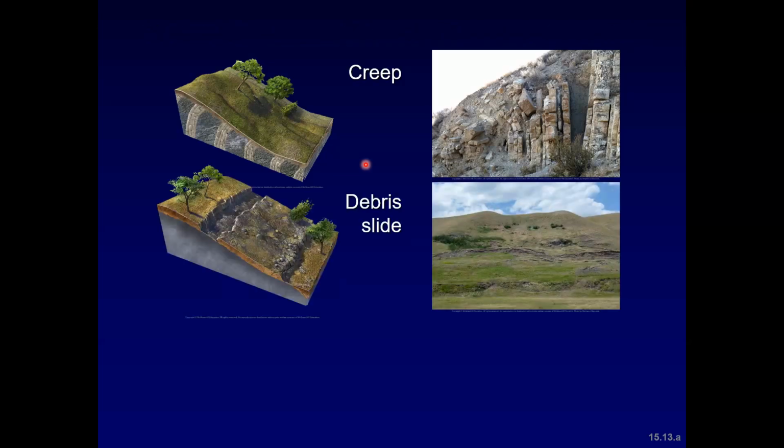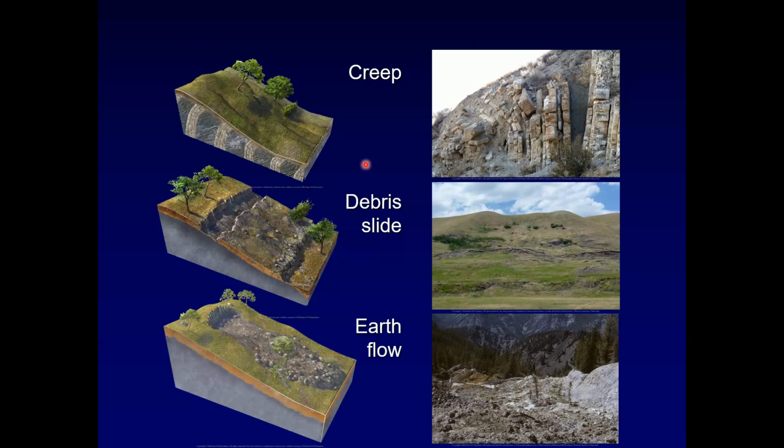A debris slide that's unconsolidated, but it detaches along some interface. And then an earth flow. That's a weak flow with a matrix of fine-grained materials. It moves like wet concrete. It's also called a mud flow, more commonly known as that.